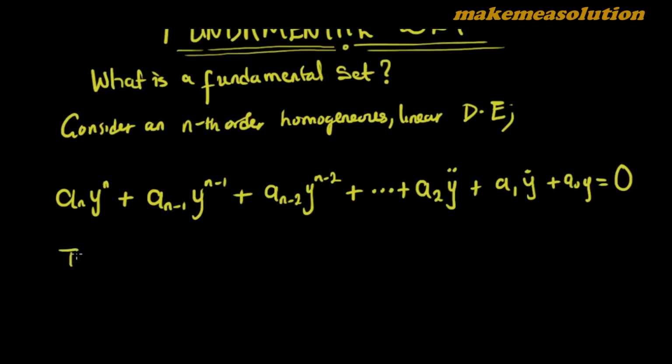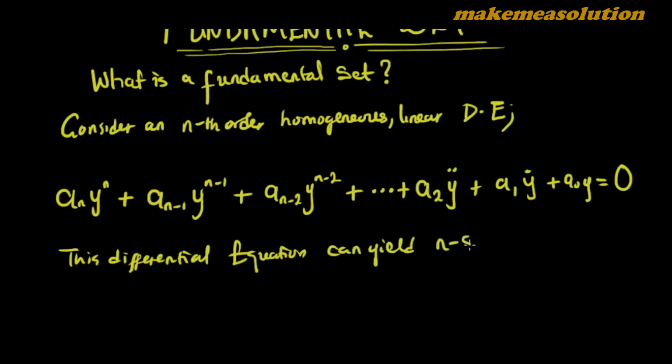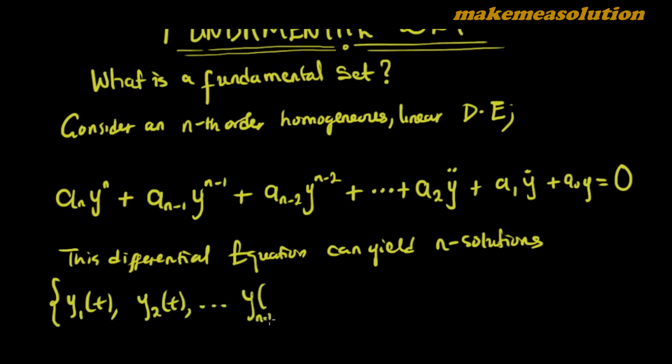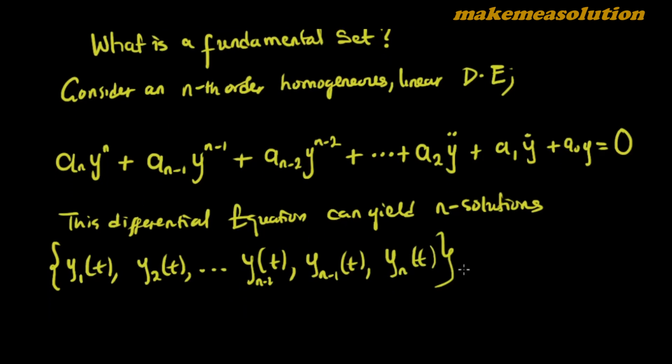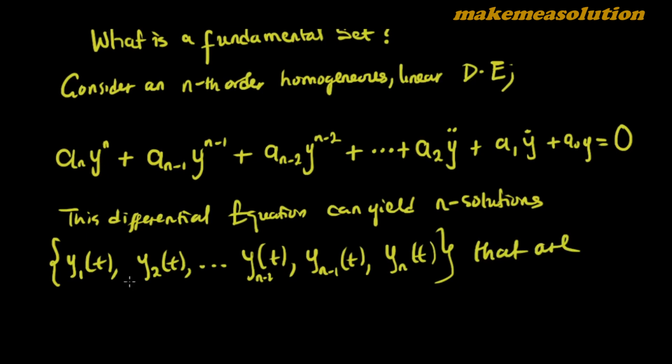So this differential equation can yield n solutions. We have y1 of t, y2 of t, up to y_(n-2) of t, y_(n-1) of t, and yn of t. So these are n solutions that are possible from this homogeneous differential equation.